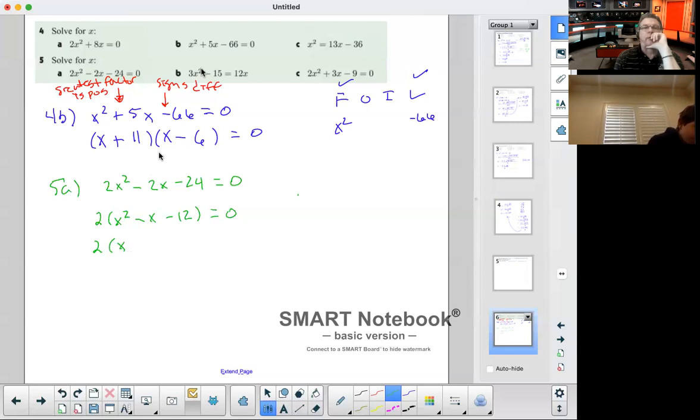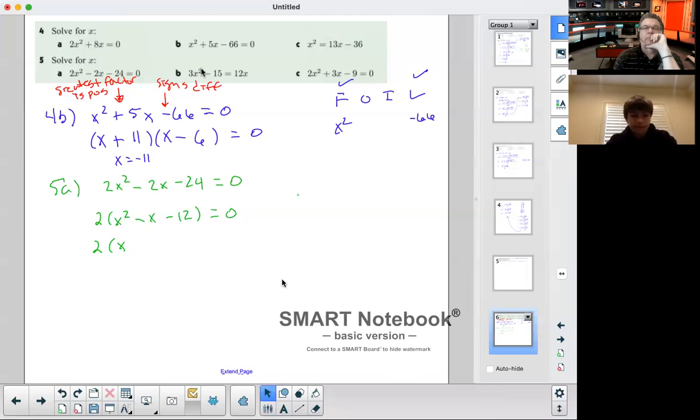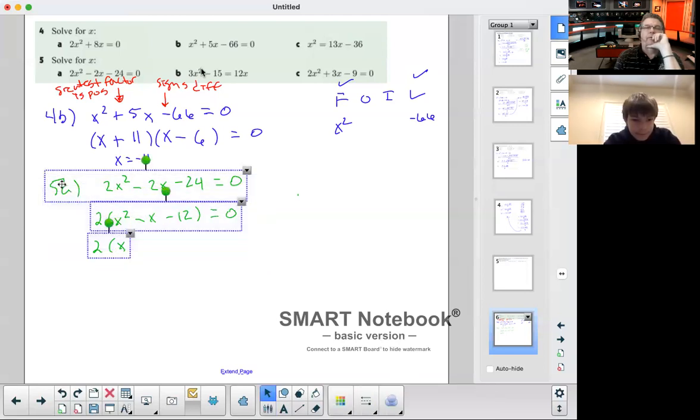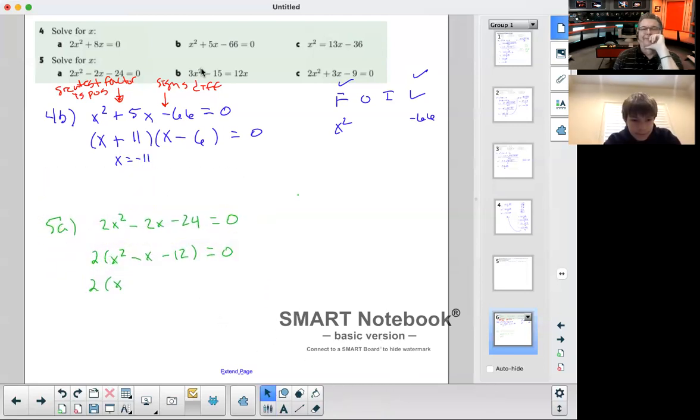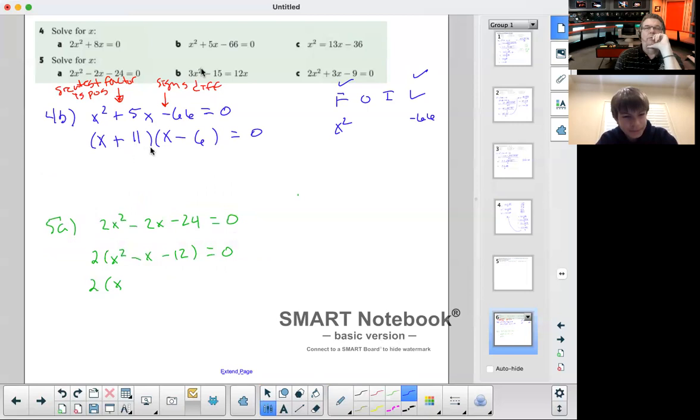Oh, we didn't solve the last one. X equals negative 11, X equals 6, right? Like if we were solving this, we just factored it. We didn't solve it. Do you know how to solve this? You set each one equal to 0. Oh, you set each one equal to 0.